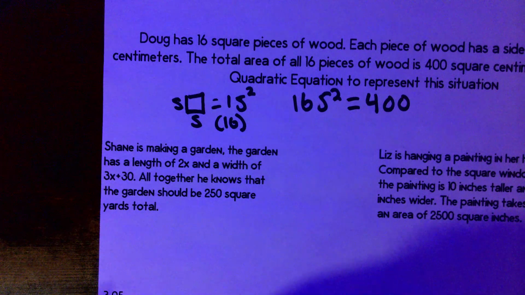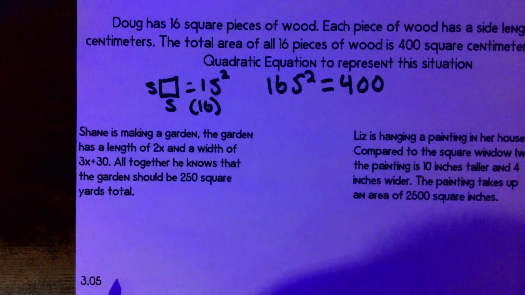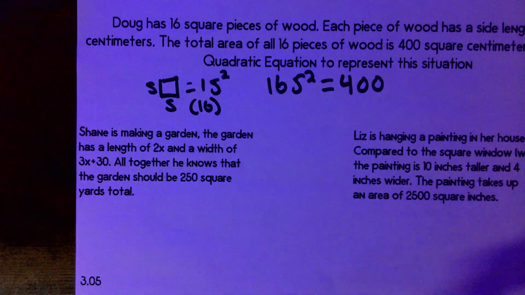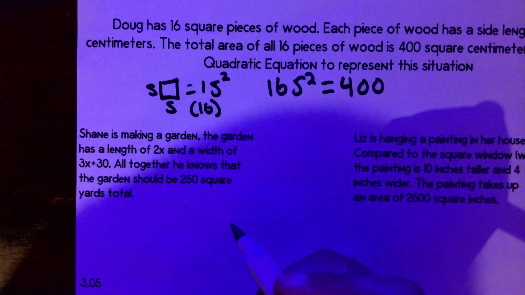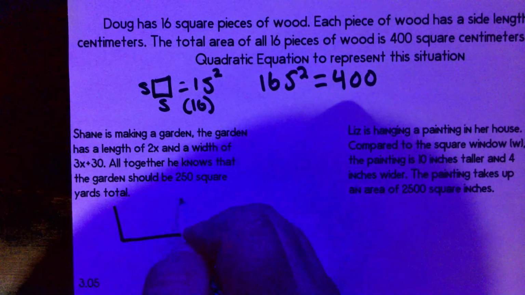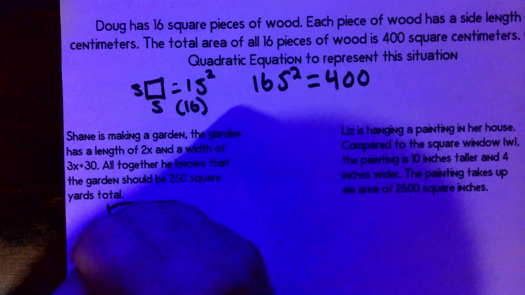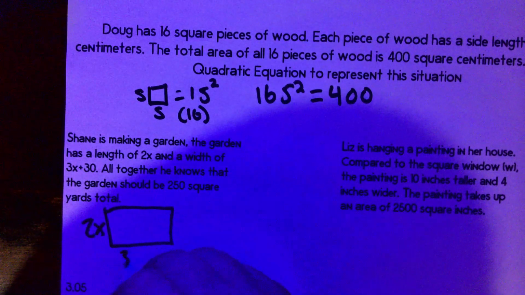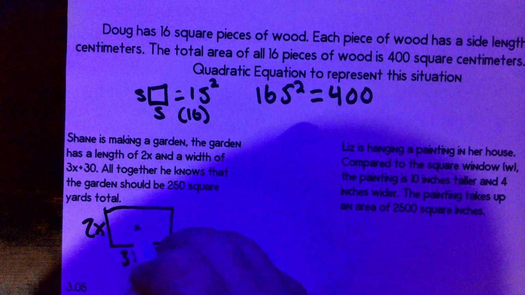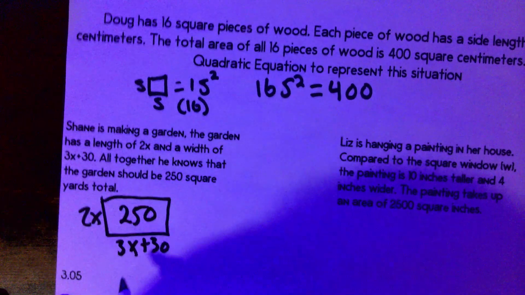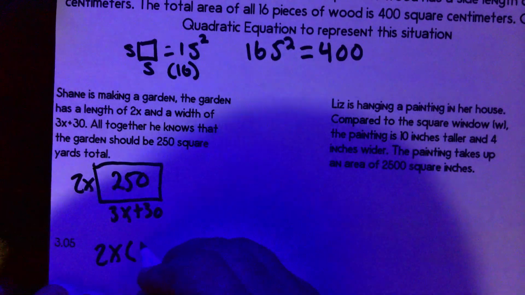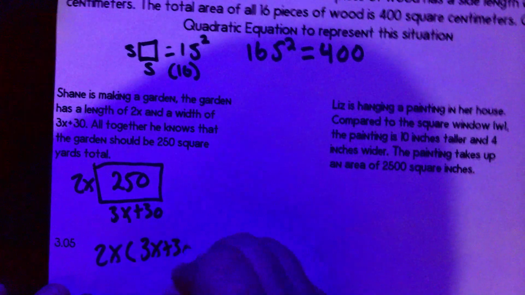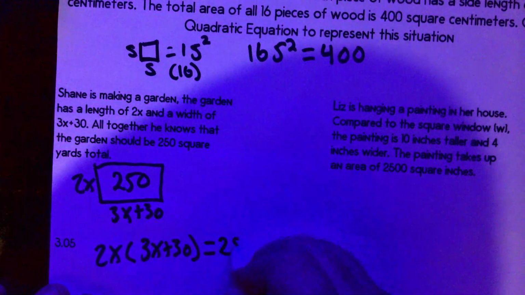Okay, Shane is making a garden. In the garden, he has a side length of 2x and a width of 3x plus 30. Altogether, he knows that the garden should be 250 square yards total. It's a garden, so we can have a rectangle here, and one side is 2x and the other side is 3x plus 30. I know that altogether this is going to be 250. To make this a quadratic equation, I simply take 2x and multiply it by 3x plus 30, and that's going to be equal to 250.